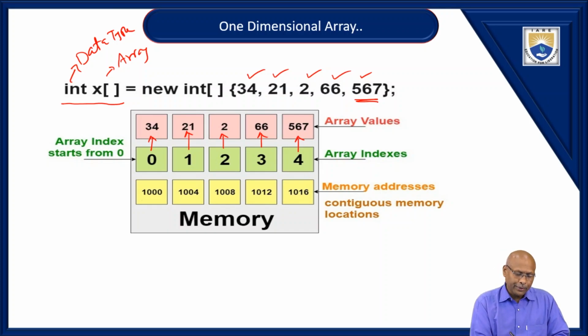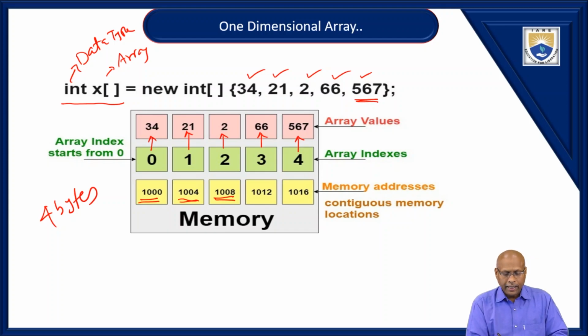Now assume the starting address is 1000. Then what is the next address? Because it is an integer array, every integer requires 4 bytes of memory. So the next address will be 1004, and the next address will be 1008, because every time you have to add 4. Why 4? Because an integer is a 4 byte element. That's why you have to add 4. The next is 1012. Next is 1016.